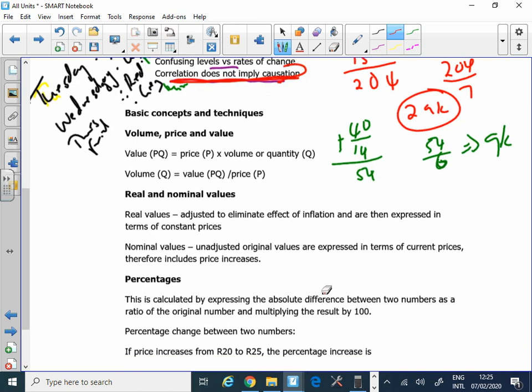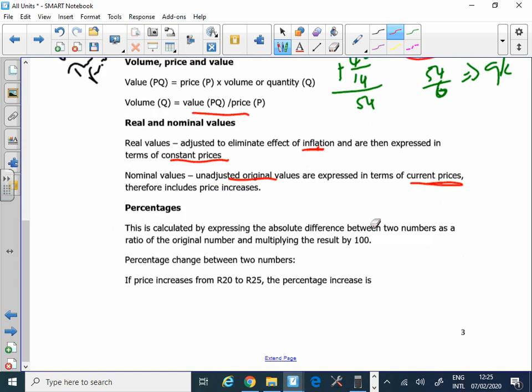Basic concepts and techniques. So we are going to talk about value. In our normal economics, we would term that as our total revenue, which is always represented by PQ, your price times quantity. So to get volume, or quantity, you just play around with the equation. It will give you the second equation. Real and nominal values: real values are adjusted for inflation and they are expressed in constant prices, whereas nominal values are not adjusted and they are expressed in current prices.